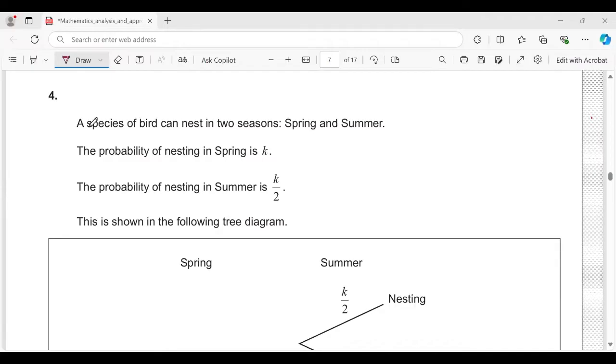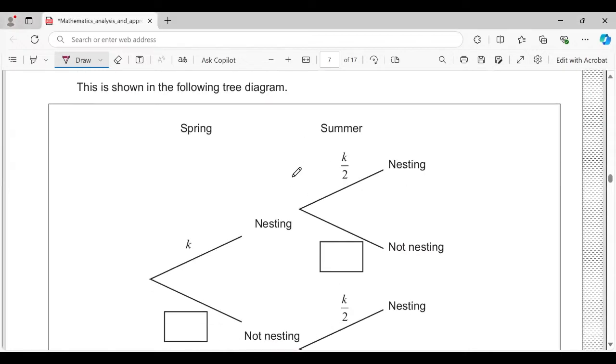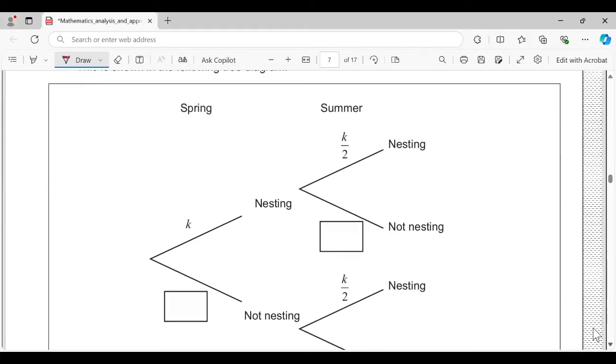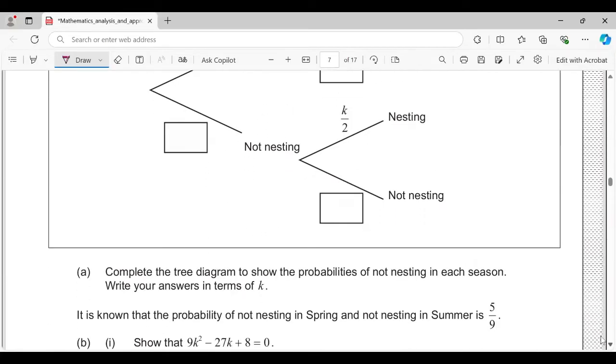Number 4. A species of bird can nest in 2 seasons, spring and summer. The probability of nesting in spring is k. The probability of nesting in summer is k half. This is shown in the following tree diagram, spring and summer. So the first nesting in spring and the second nesting in summer.